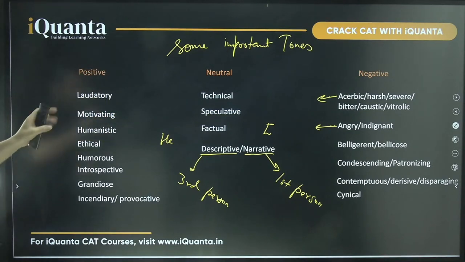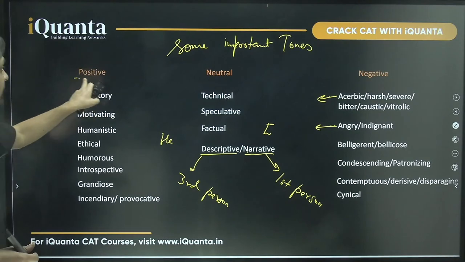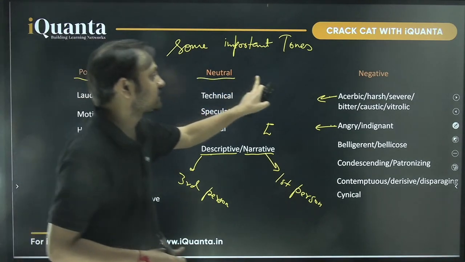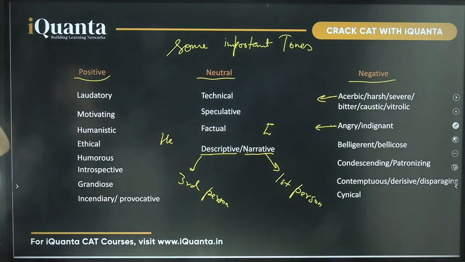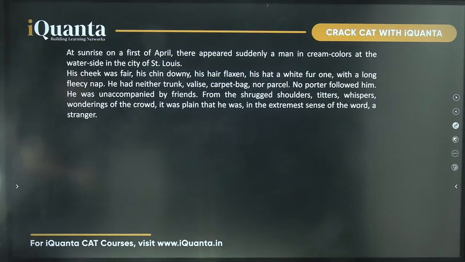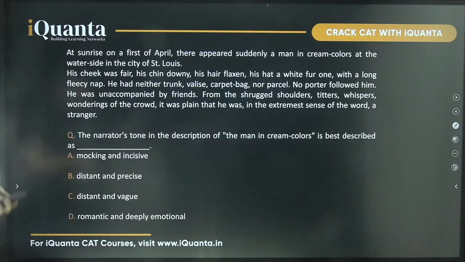But still, understanding this division, like positive, neutral or negative, is very important so that you can answer questions about which of these the author is likely to agree with. Now let's jump to some practice questions. So we'll be reading some short passages, and after reading each short passage you have to decide the tone.